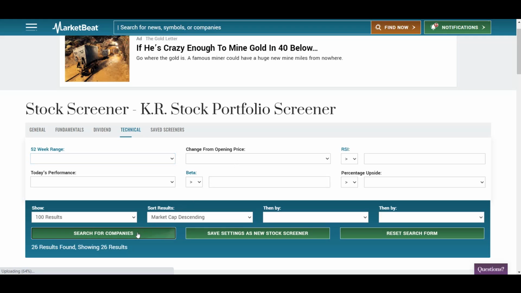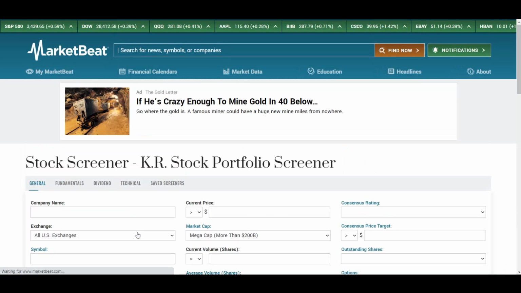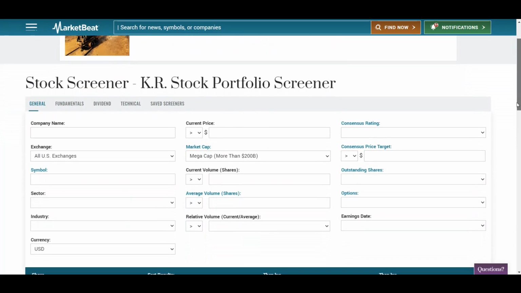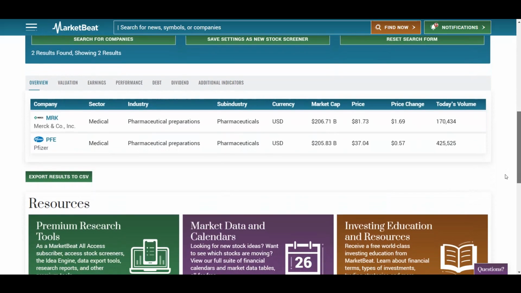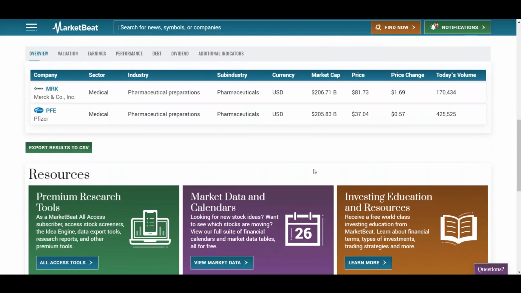So let's see what the screener pulls up. Obviously MarketBeat is just looking at the parameters inputted. It's searching the database. It's looking at all US stocks on all US exchanges, and it's been able to find 2 stocks, which is quite interesting. We've got MRK, Merck & Co, and PFE, Pfizer, both medical companies, which is interesting. Pharmaceuticals, as we said, these are mega cap. They're above 200 billion market cap.